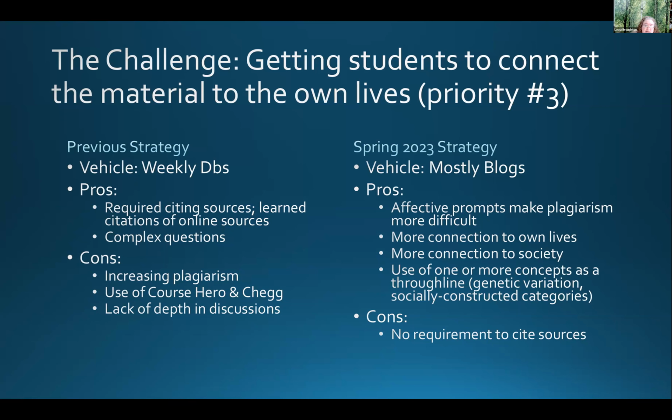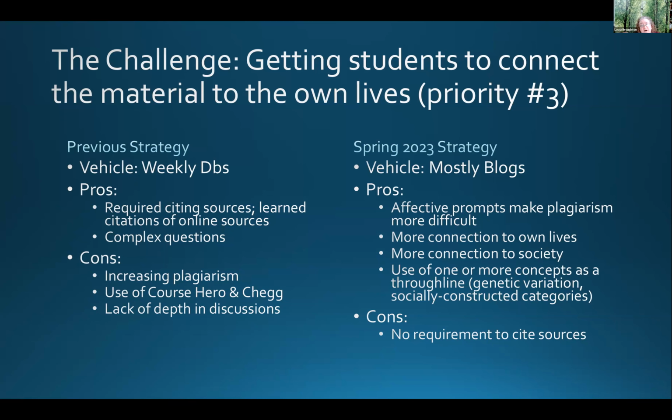And what I'm doing is a mixture of various vehicles, but mostly the blogs. I'm also using a couple of discussion boards and a survey so far, and you'll see some of them. I've also switched the design and the intent. I'm still trying to get them to think about how things connect to themselves and in society. But I'm less concerned about making them go find information and cite it properly. I'm much more interested in them thinking about what they already know and trying to integrate that with other things we've discussed. And so I'm using affective prompts much more commonly.